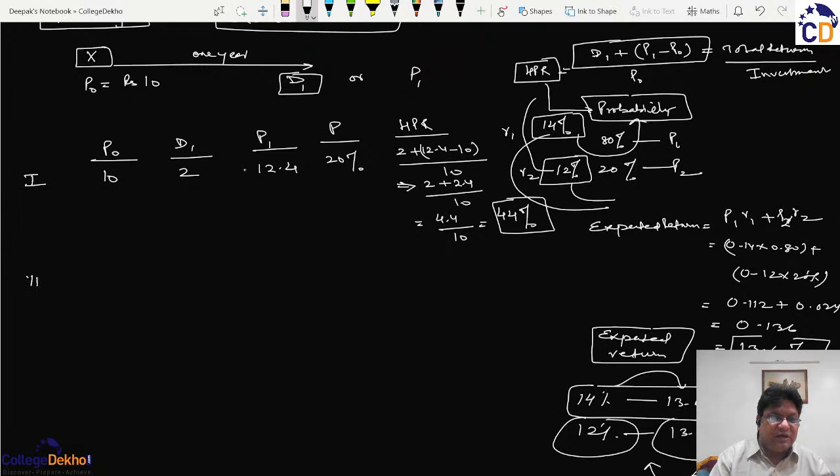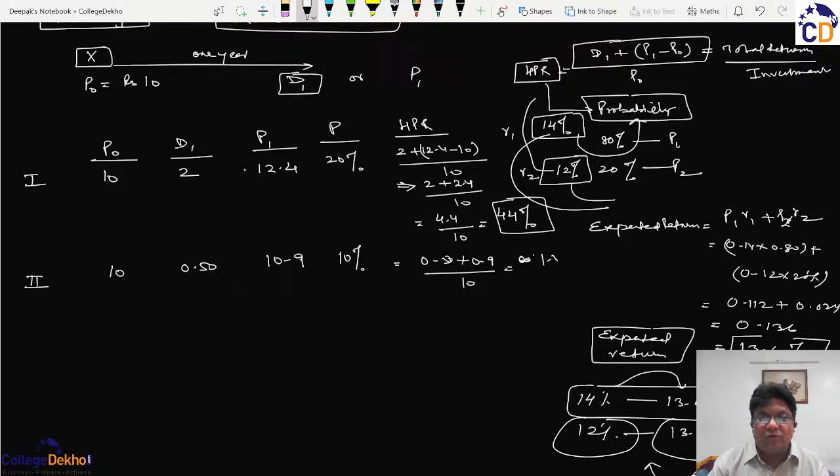Now if I go to scenario 2, where the current market price will only get a dividend of rupees 0.50, and the price that is expected is only 10.9, then the probability of getting it is 10%. So here the HPR will be 0.50 plus 0.9 upon 10. So this will come out to be 1.4 upon 10, and that will come out to be 14%.